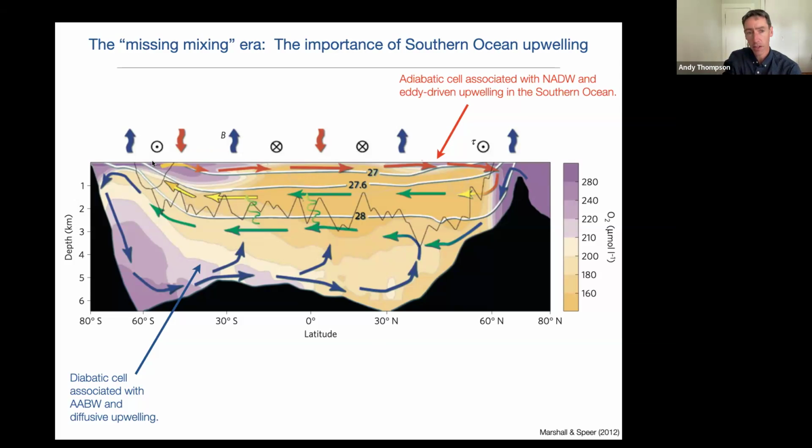In contrast, when we look at the lower overturning circulation, you have dense waters that are feeding the abyssal ocean, but they do so in density classes that do not outcrop anywhere else in the global ocean. So waters that sink into the abyss here, the only way for them to come back to the surface is to actually move across the stratification. And so we refer to this as a diabatic cell. It's associated with this upwelling Antarctic bottom water across the stratification.